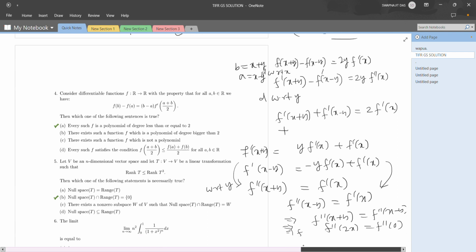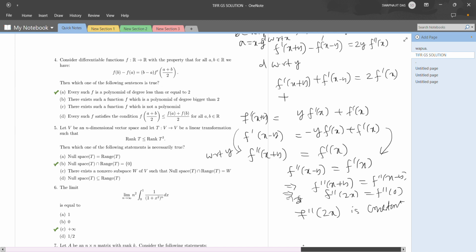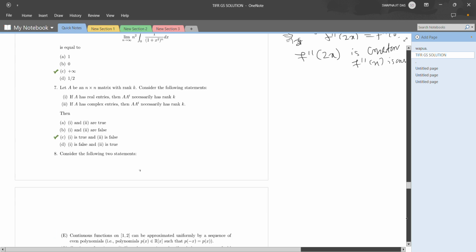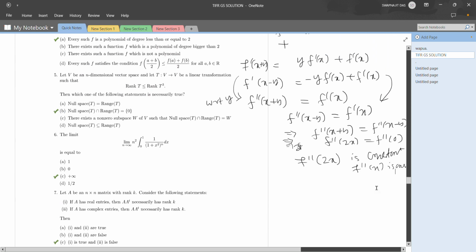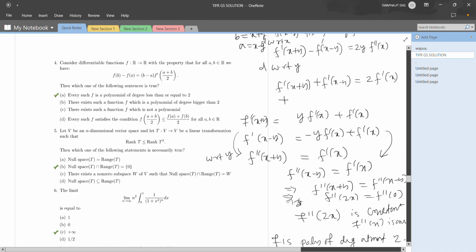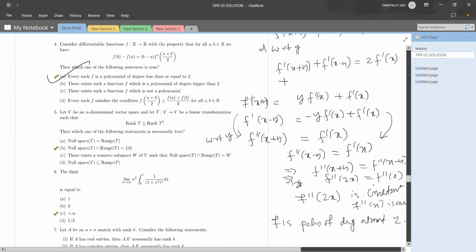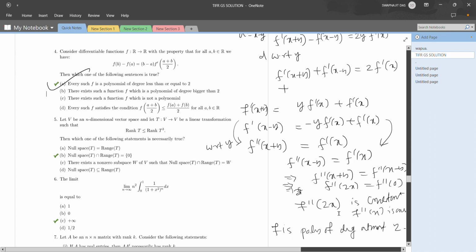That means f double prime 2x is constant. That means in particular f double prime x is constant. That means f double prime is a constant. That means f is a polynomial of degree at most 2. Okay, this is correct.